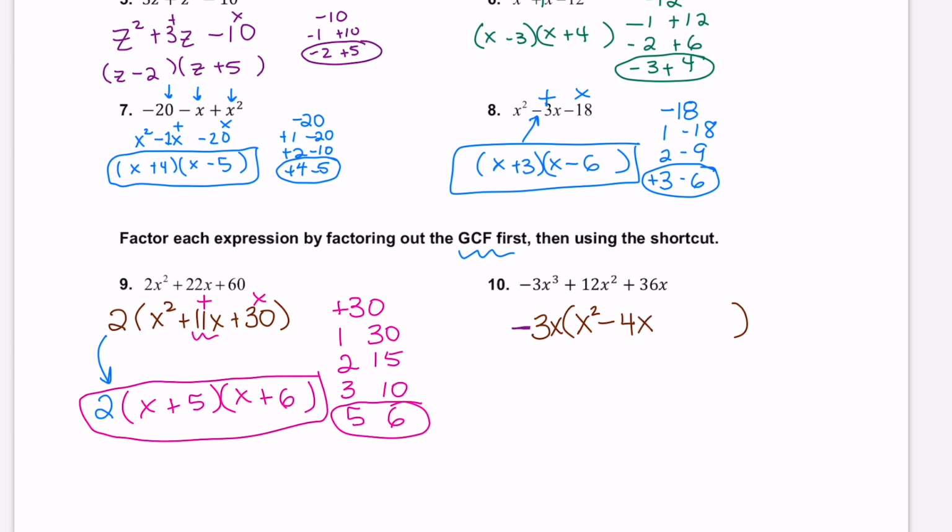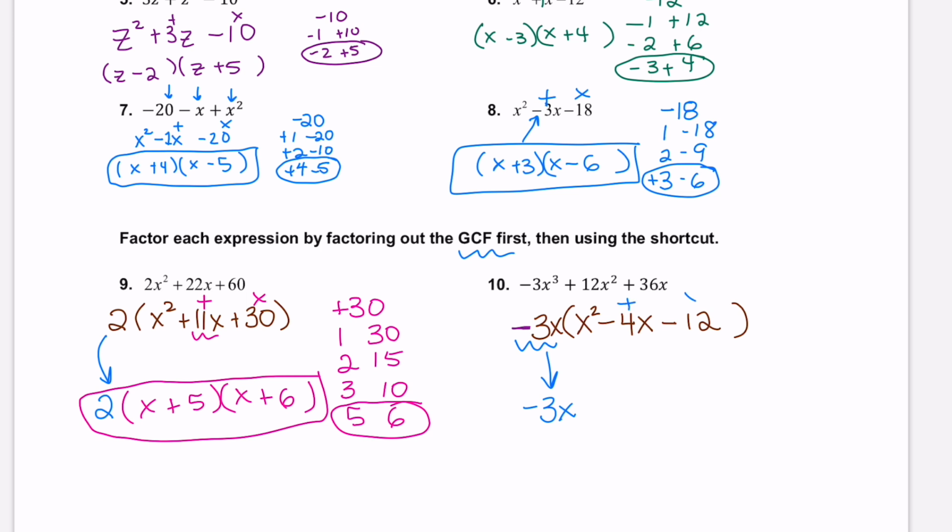Our last piece is the 36x. So if I divide 36 by negative 3x, 36 divided by negative 3 is negative 12, and the x's cancel out. So I'm going to have a negative 12. Now I want this minus 3x to be part of my answer. So I'm just going to make sure I bring that down, but I'm going to ignore it for the rest of the problem. I'm only looking at this piece, and I'm going to use the shortcut.